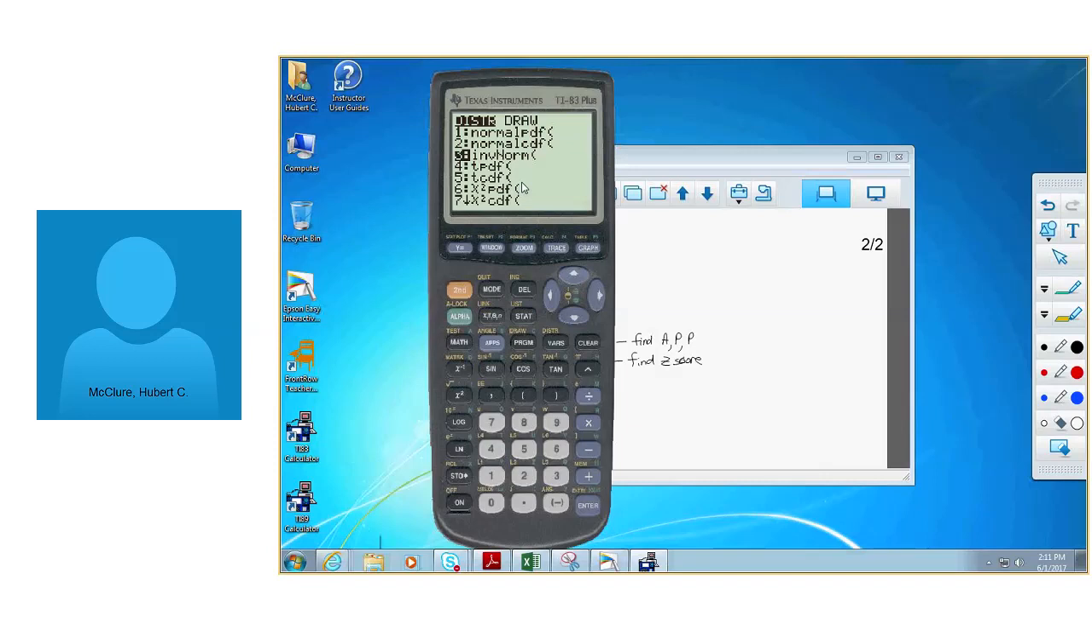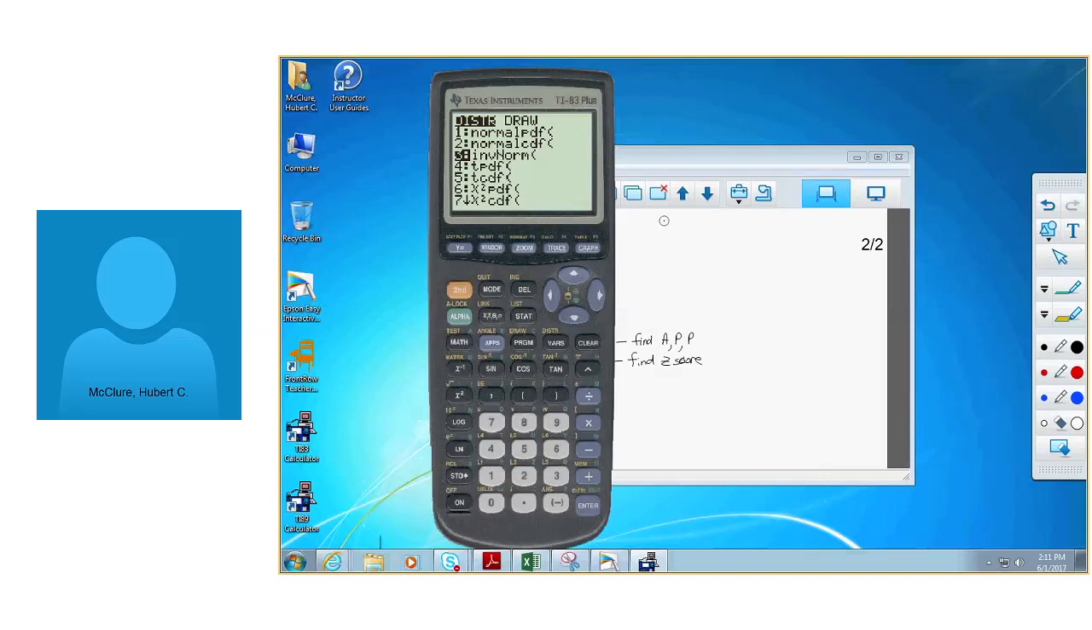Bars, variable. B-A-R-S, bars. Number 2 and number 3. Number 2 says normal CDF. Number 3 says inverse norm. Those are the 2 keys that you're going to be using if you want to use a calculator.